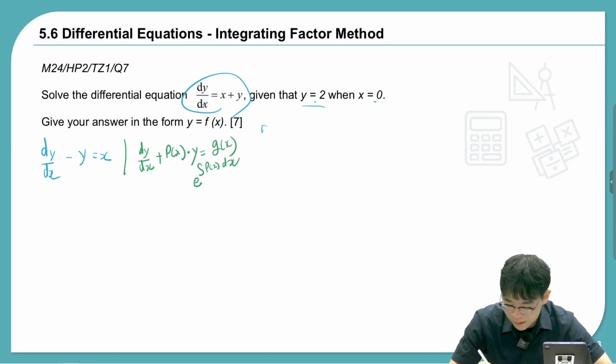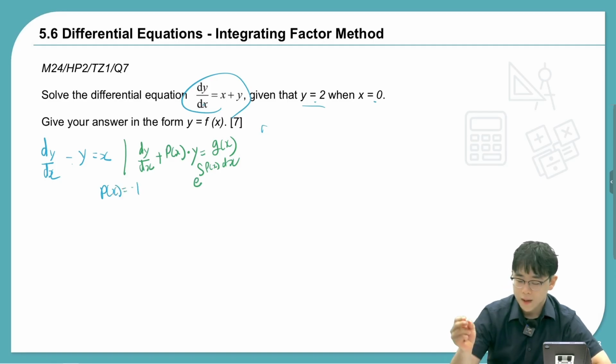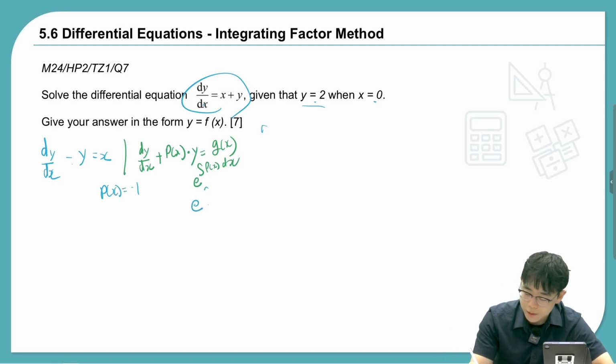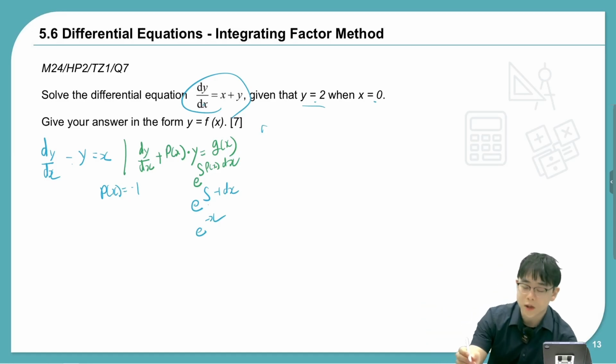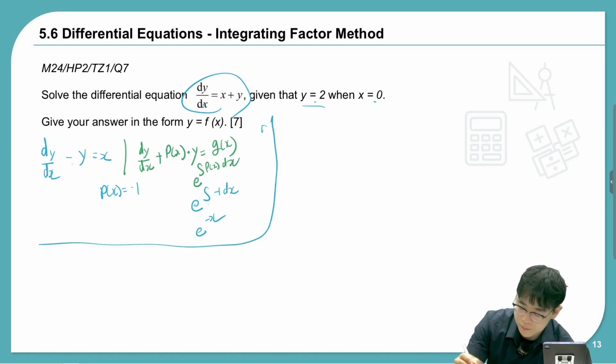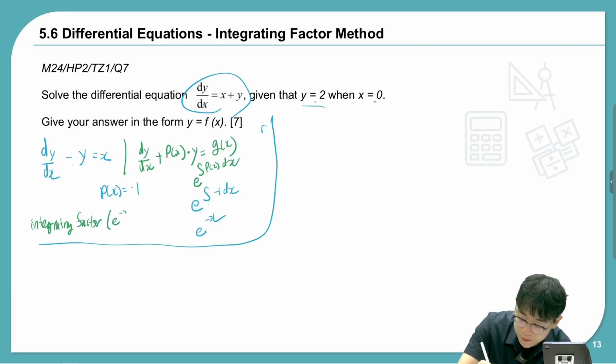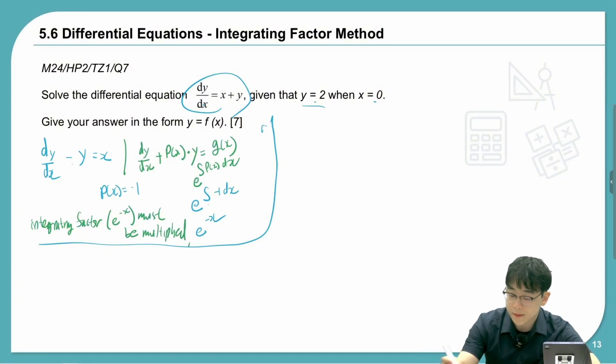So what that means is, in this case, p of x is simply going to be -1. So we would just multiply e to the power of integral -1 dx, or that would just be e to the power of -x. Okay. So if you multiply that, things should be easier, and we'll soon see what we mean by that. Okay. So basically, the integrating factor of e to the power of -x must be multiplied to both sides of the equation. So let's see what that gives us.